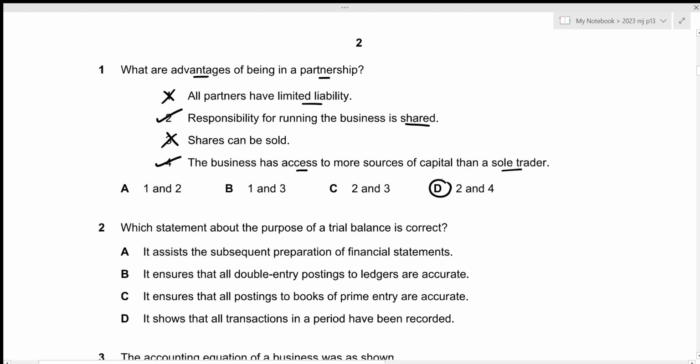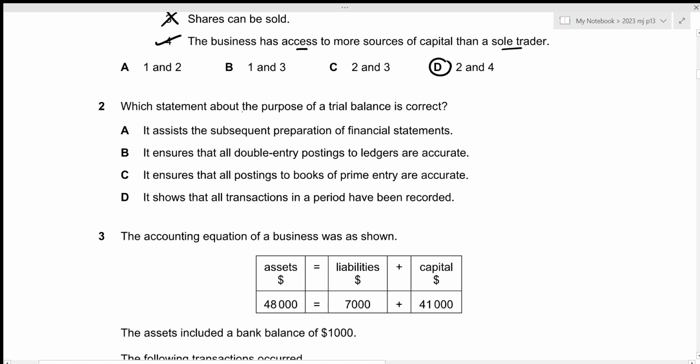Let's move towards the second question. Which statement about the purpose of a trial balance is correct? Remember that we prepare a trial balance before preparing our financial statement. So the main purpose of trial balance is that it will help us prepare the financial statements, and that is given in option A. Let's have a look at the remaining options as well.